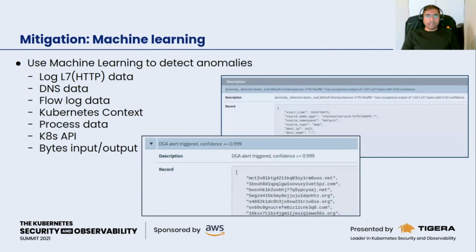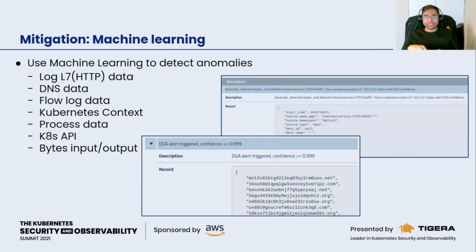Another tough nut to crack is machine learning. For machine learning to work really well, you need to log the entire stack. You need logs from your services, which are HTTP protocol or L7 logs, your DNS logs, your flow logs from Kubernetes, your process data, meaning what processes are being spun up inside a container, your Kubernetes API, and bytes in and bytes out.